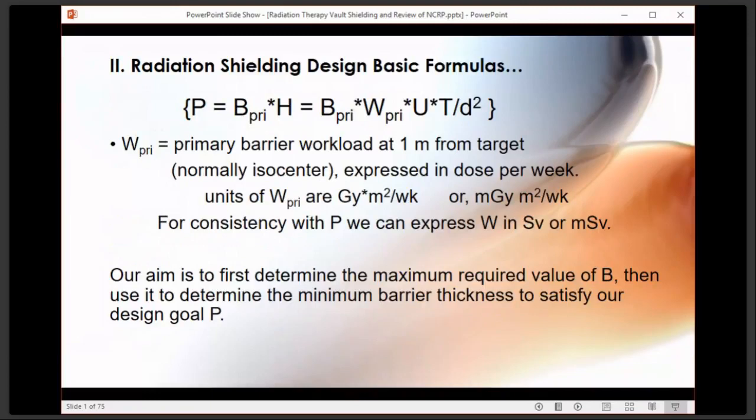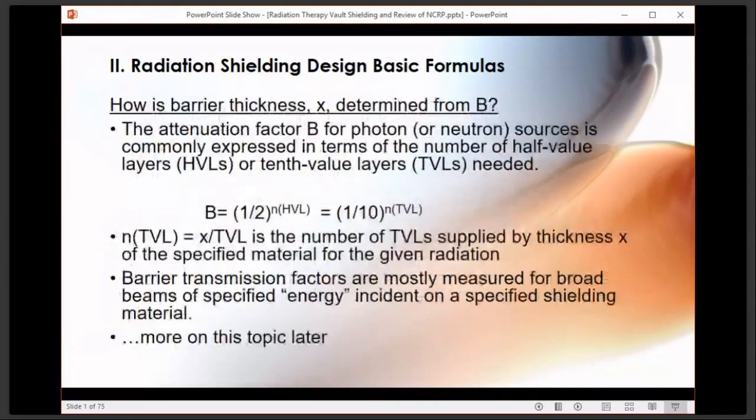So our aim here in this calculation is to determine the maximum required value of the barrier transmission factor, and then to use that value to determine the minimum barrier thickness that will satisfy our design goal, P. So we get a thickness from this B. How do we do that?